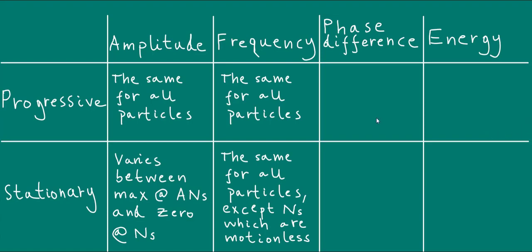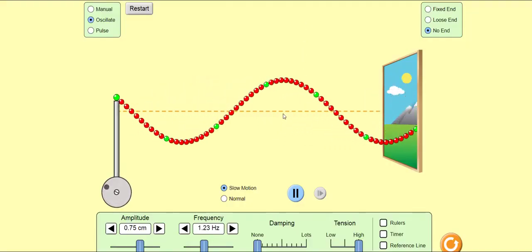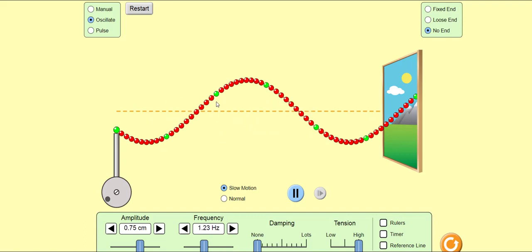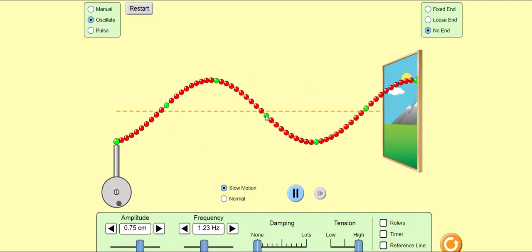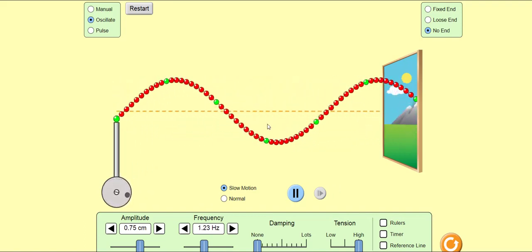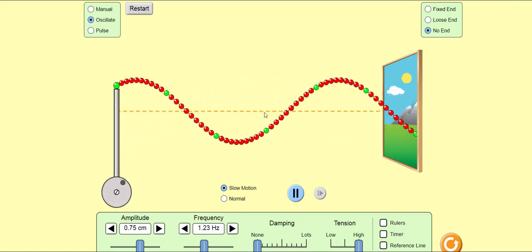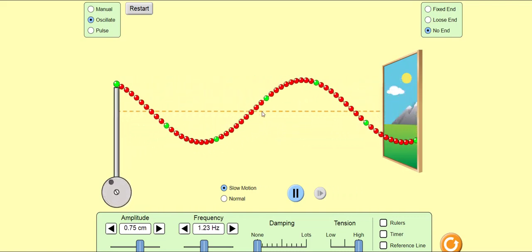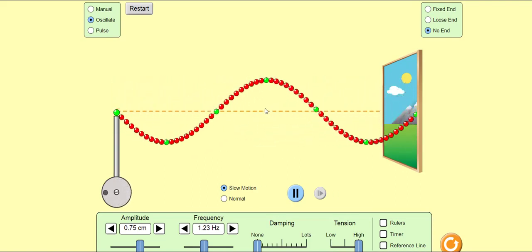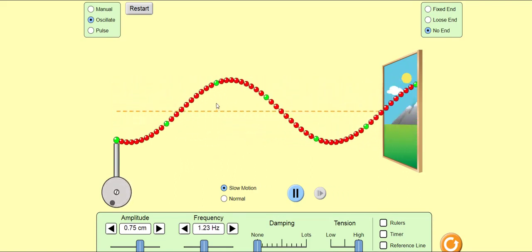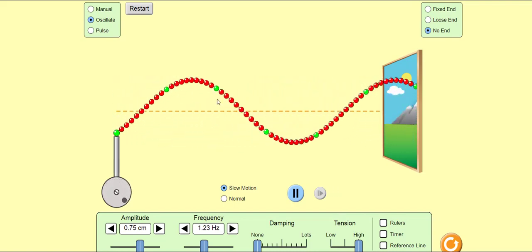Now, the next thing we're going to look at is phase difference. Recall that the concept of phase difference quantifies how in or out of step two points on a wave are relative to each other. So if we go back to our progressive wave here, the phase difference between this green particle and this green particle here can be calculated very simply with this straightforward formula once we know the wavelength of the wave and the separation or the distance between these two points.